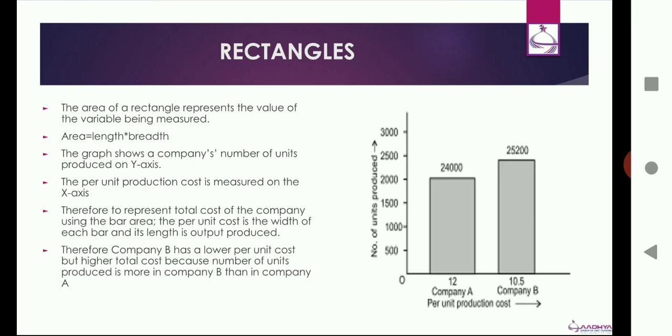We can easily see the total cost of company B is more, but that is because it is also producing more, but the per unit cost is much lesser. This tells us that company B is more efficient than company A at its production capabilities.